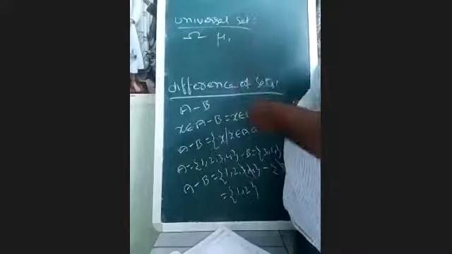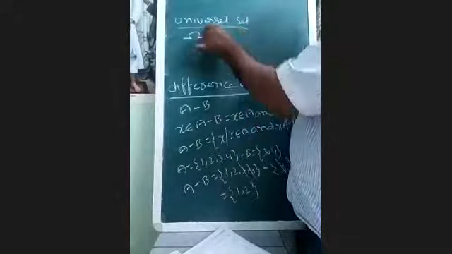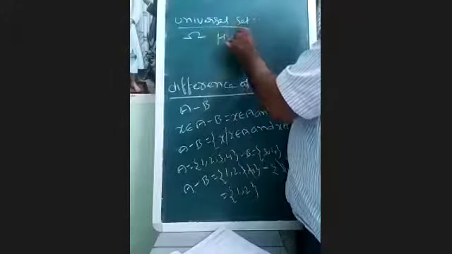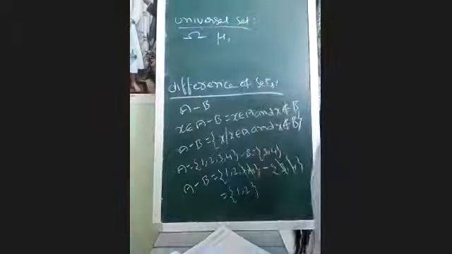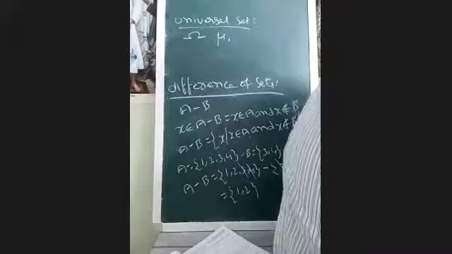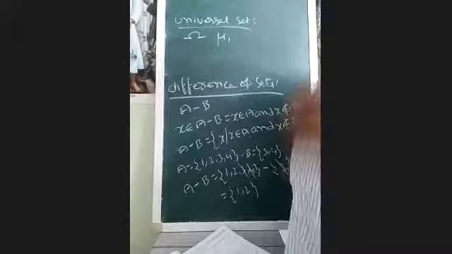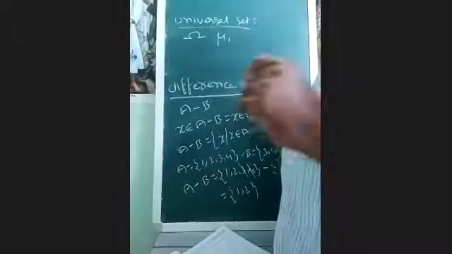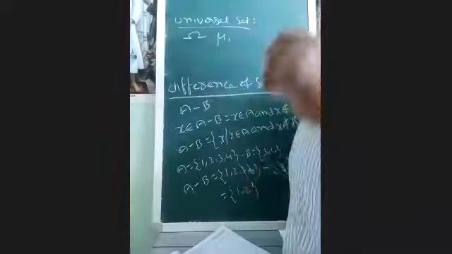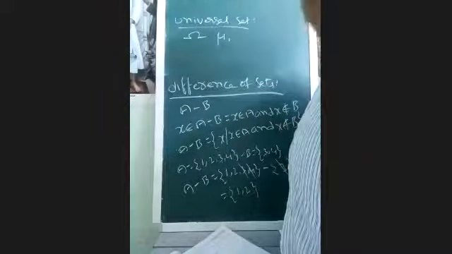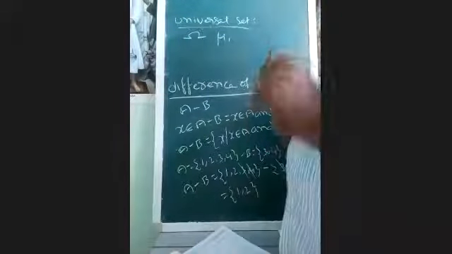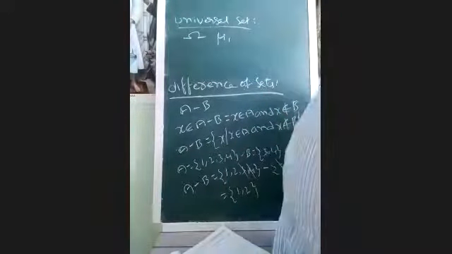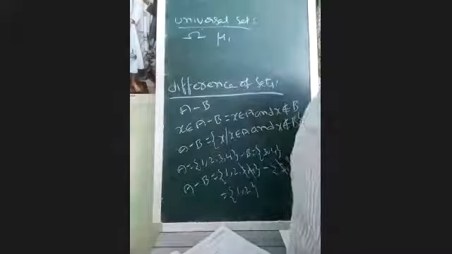It is denoted by mu or omega. Okay? Mu or omega. Then this is called universal set. Universal set means all the sets under consideration will be subsets of a fixed set. Then this is called universal set.